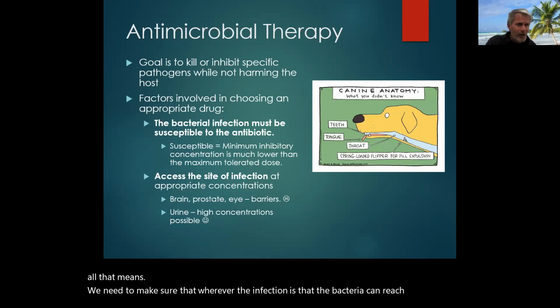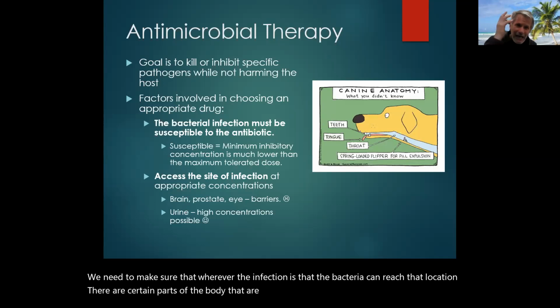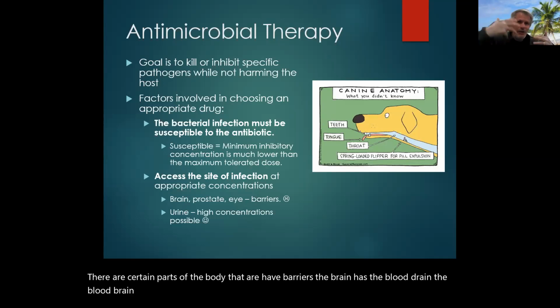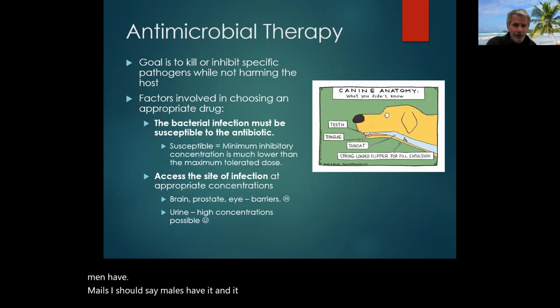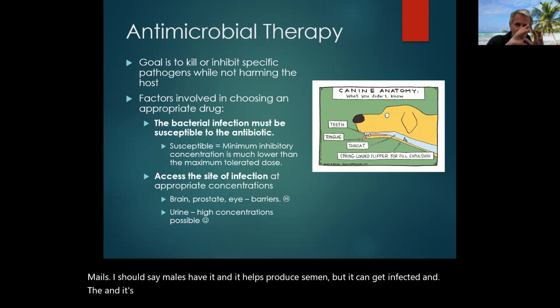That's all that means. We also need to make sure that wherever the infection is, the drug can reach that location. There are certain parts of the body that have barriers. The brain has the blood-brain barrier. The eye doesn't really have a great blood supply, so it's hard for drugs to reach the eye, drugs that are given orally or injected. The prostate is an accessory sex gland that males have, and it helps produce semen, but it can get infected and it's really hard to treat. It has its own kind of weird fat layer around it.